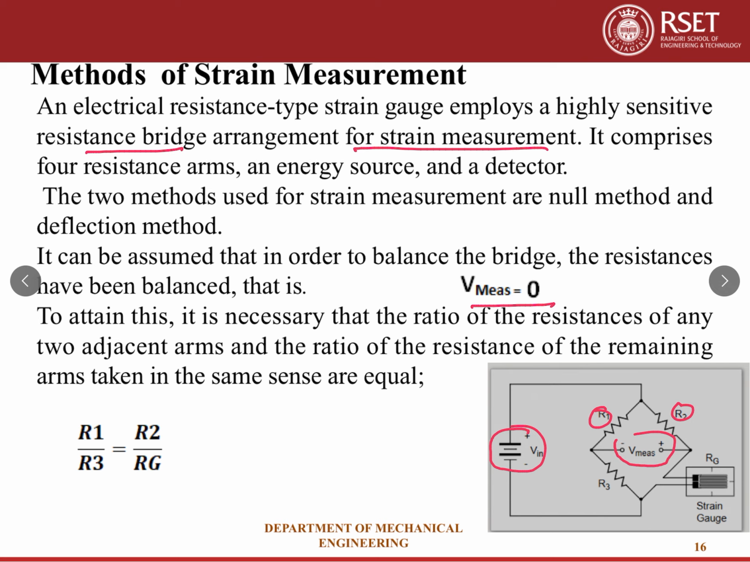Here the voltmeter has 0 reading. To attain this, it is necessary that the ratio of resistance of any two adjacent arms and the ratio of resistance of the remaining arms taken in the same sense are equal. That is, the ratio of resistance of any two adjacent arms, R1 and R3, will be equal to the ratio of resistance of the other two arms, R2 by Rg. So if these ratios are the same, then V at the voltmeter is equal to 0. Then the bridge is said to be in balanced condition.